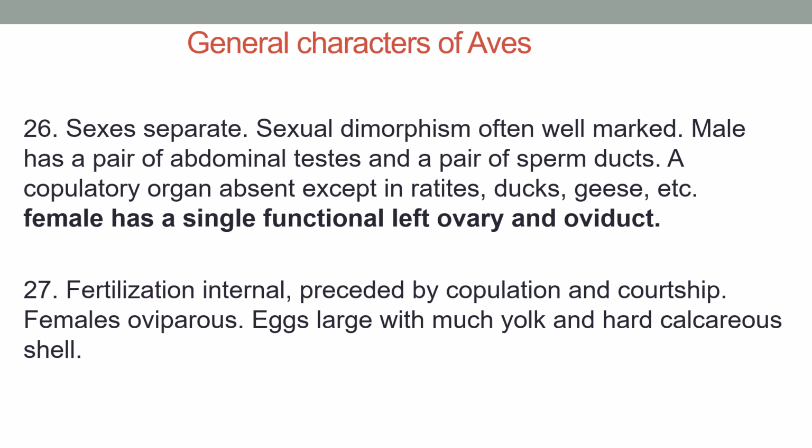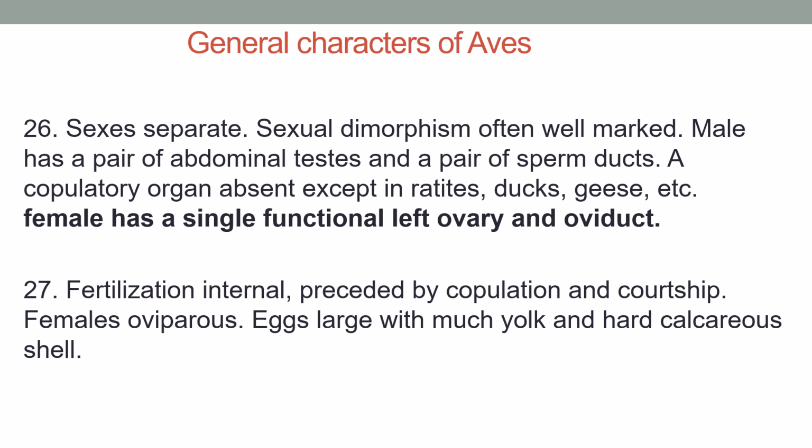The sexes are separate. Sexual dimorphism is often well marked. The males have a pair of abdominal testes and a pair of sperm ducts. A copulatory organ is absent except in the ratites, ducks, geese, etc. And the female has a single functional left ovary and oviduct.